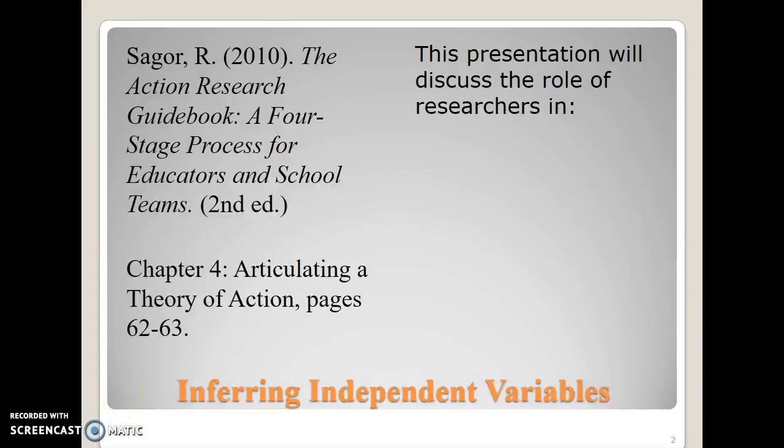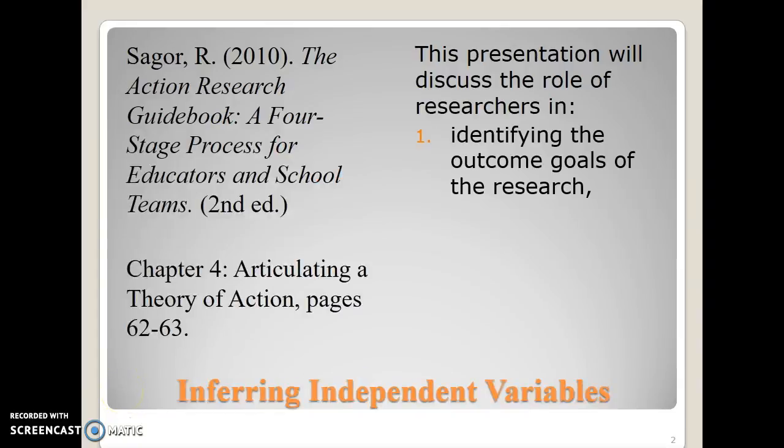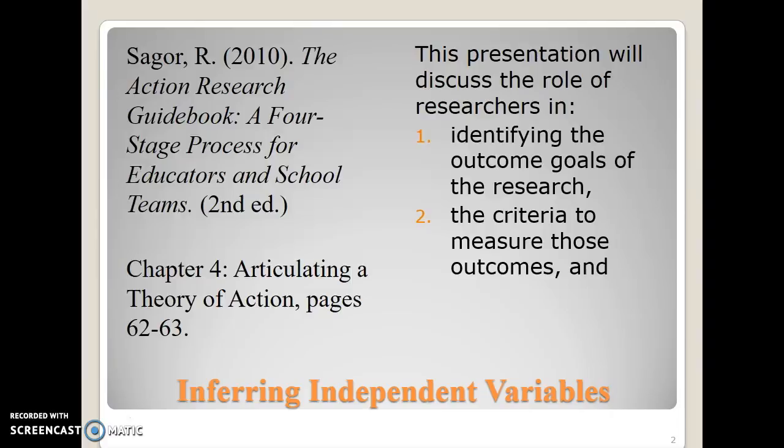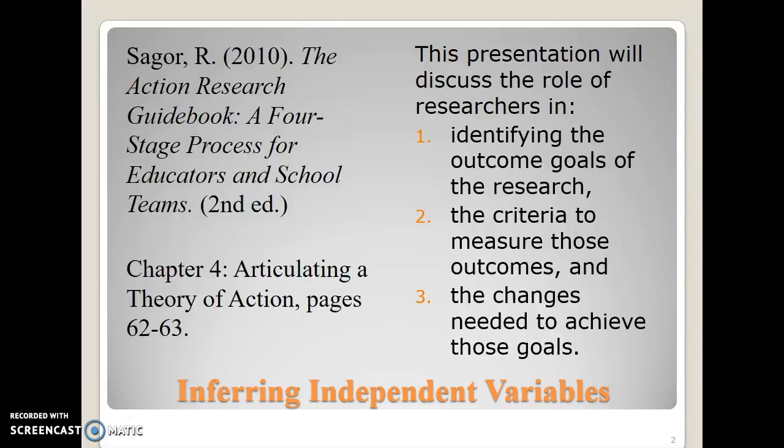This presentation will discuss the role of the researchers in identifying the outcome goals of the research that you're doing, the criteria to measure those outcomes, as well as the changes needed to achieve those goals.